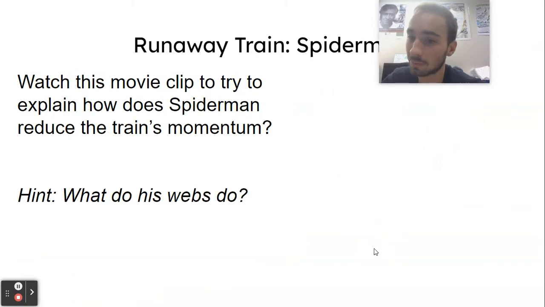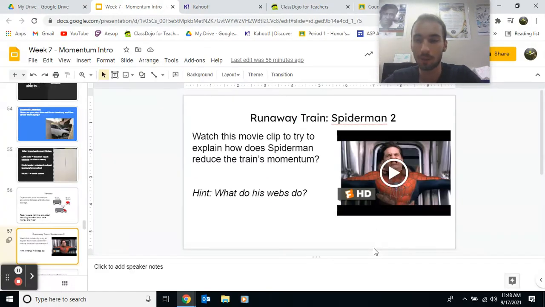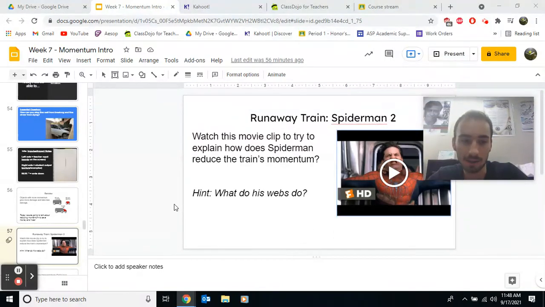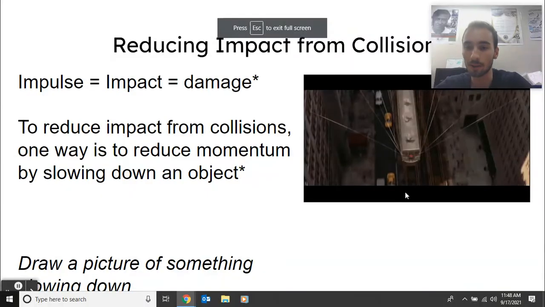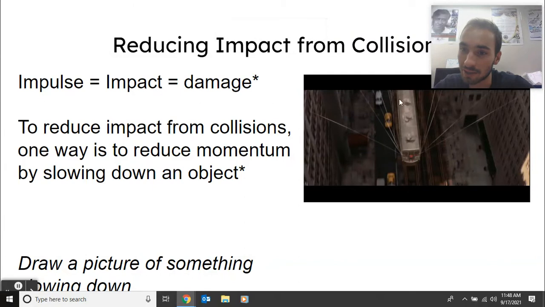So first I have a clip from Spider-Man 2. I want you to watch what his webs are doing to the train. Well, looks like the copyright won't let me. Let's try and watch what the webs are doing to this train right here. What do you think the webs are supposed to do?